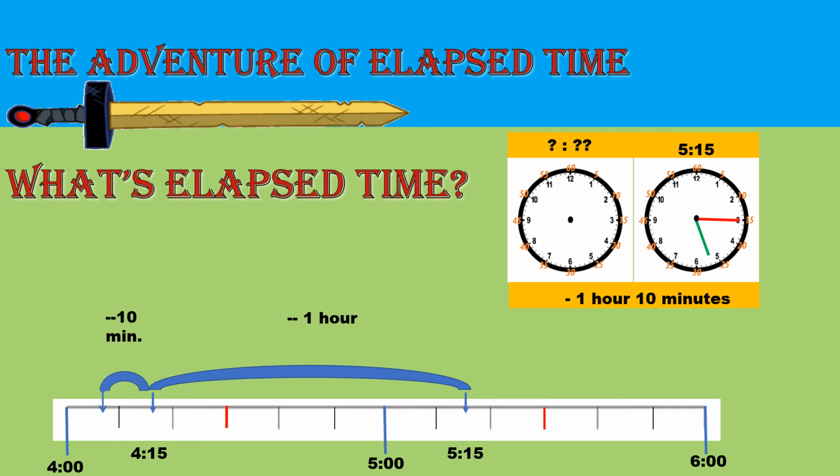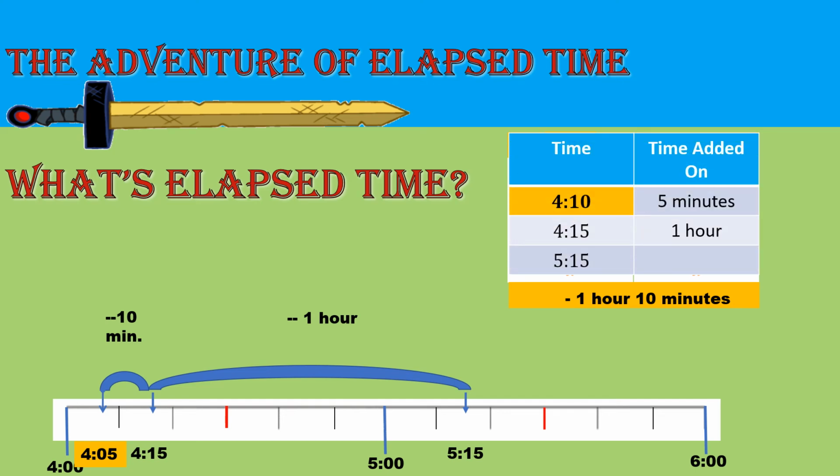Then we want to subtract 10 minutes from the 4:15, and that should give us 4:05. So our beginning time is going to be 4:05. You can also do this on a chart. So if we started at the bottom this time with our time at 5:15, subtracted an hour, which would place us at 4:15, going up the chart or up the table, and then subtracting off another 5 minutes, that would put us at 4:10.